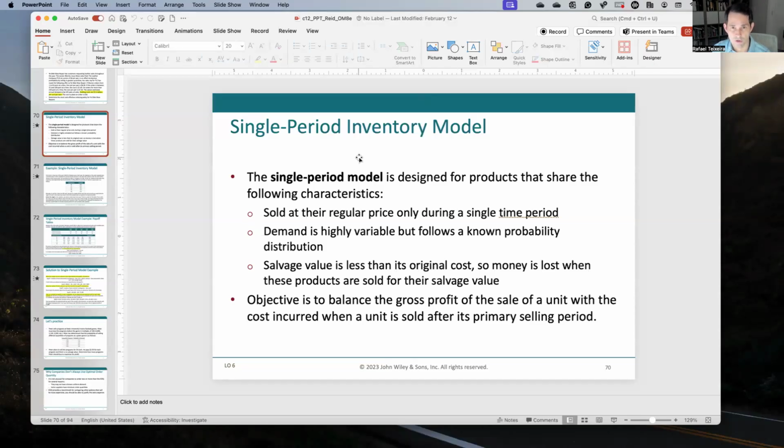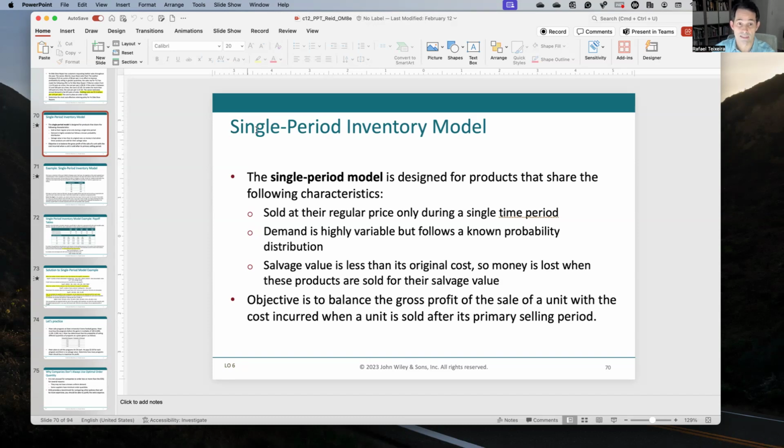In this video, I'm going to show you how to work on single period inventory models. This type of model is designed for when you have one event for selling, for example, a sports event, a newspaper, or a t-shirt for a specific event. If you don't sell those units on that specific day, you can sell them later, but with a loss. Okay? So this is the type of problem that the single period inventory model is designed for.